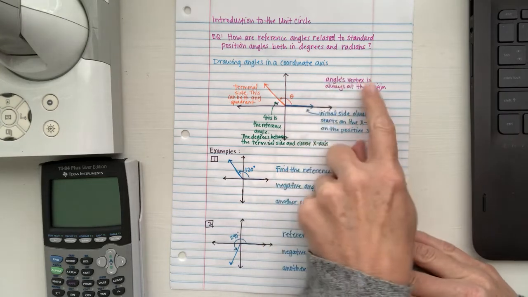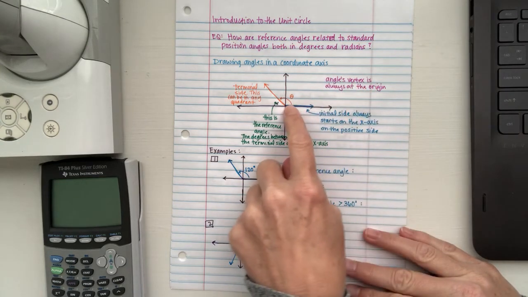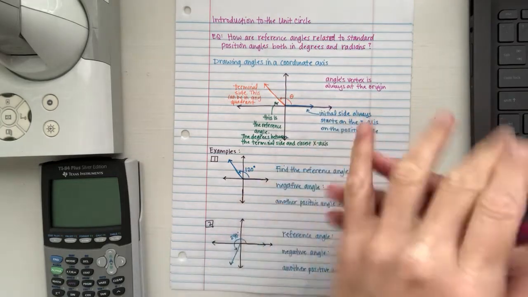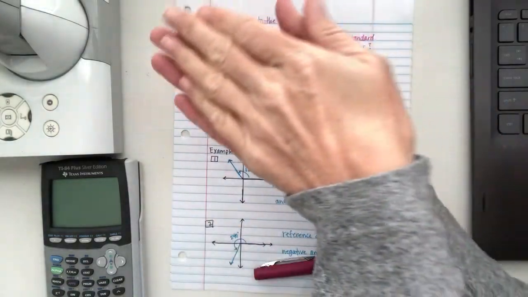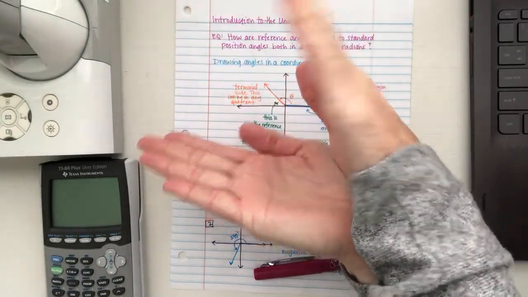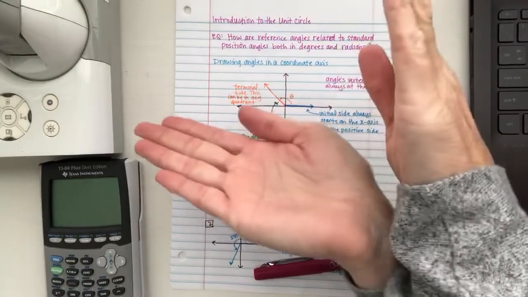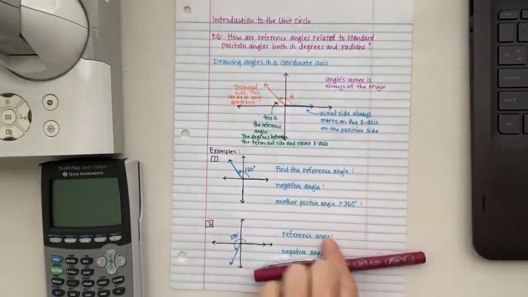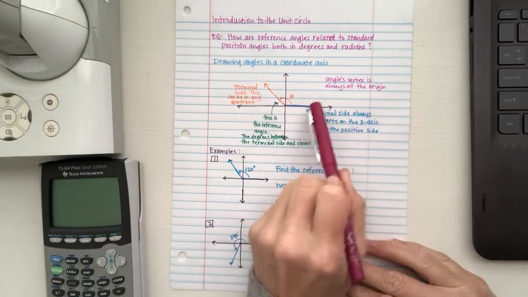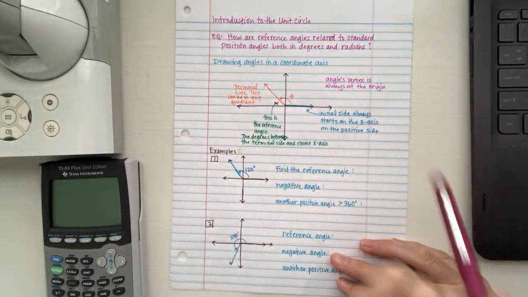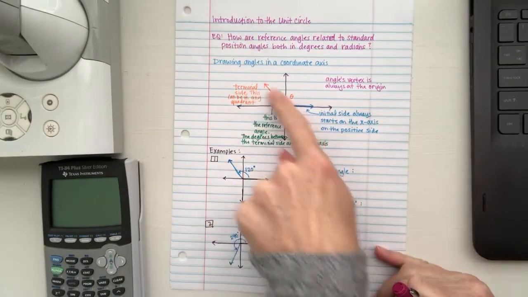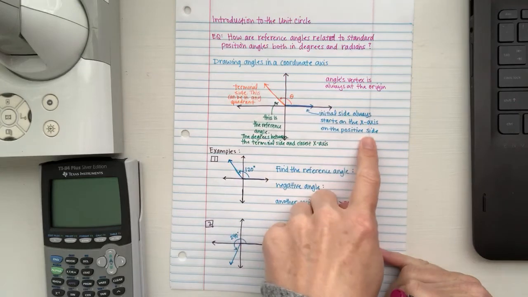What's important is that the vertex of our angle is always on the origin. Your initial side, so imagine you take an angle. If I want to create an angle where I open up my hands, the one that didn't move, that's my initial side. So in this case, we always start our initial side on the positive x-axis. Then we open up our angle however far we want, and where it stops, that is what we call our terminal side. So this is just some vocab introduction for you.